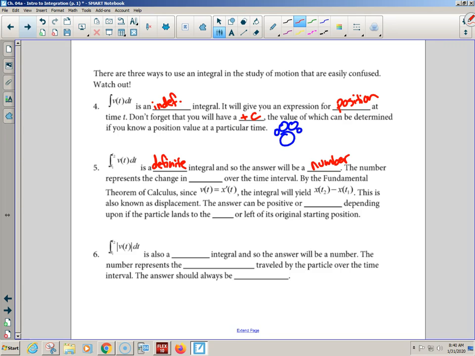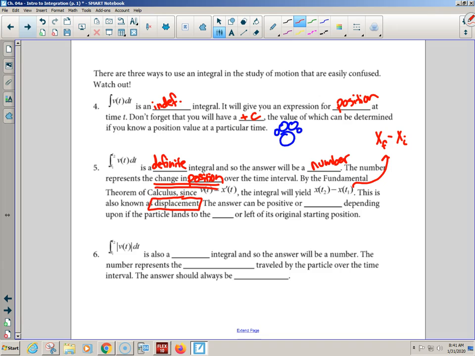Anyway, it represents the change in, wait, but who are we still talking about, even though it's a number? Position, because we went back with that definite integral. A change in position, f of b minus f of a, over the time interval. By the fundamental theorem of calculus, since velocity is position prime, the integral will yield a change in position. And if you're in physics, another way of saying this is the final position minus the initial position. That is the definition of displacement.